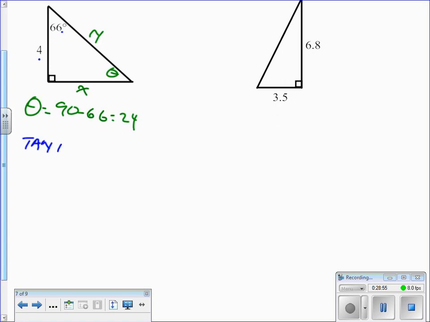The tangent of 66 degrees is the side opposite over the side adjacent. Remember, the tangent of 66 is just an angle, is just a number. Multiply both sides by 4. X equals 4 times the tangent of 66 degrees. And you figure that out in your calculator. And you get 8.98. So this is 8.98.